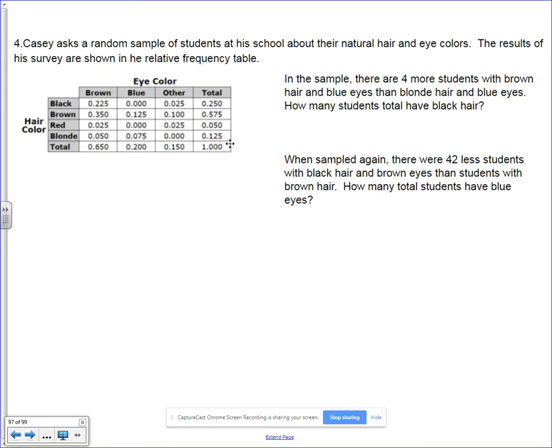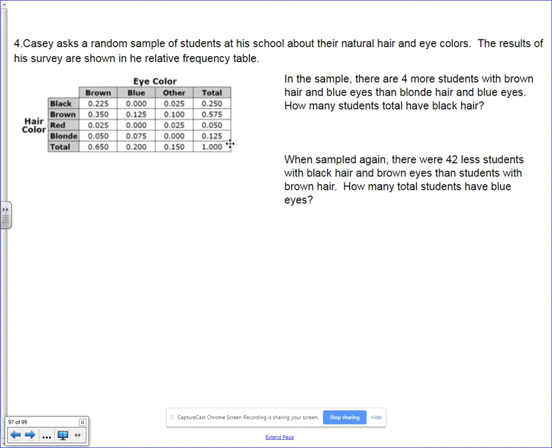Okay, so if I want to take a look, I don't know, that students with blonde hair, if I move that decimal place 2 spots, that means 12.5% of the kids have blonde hair. Well, what if I want to look at blue eyes and brown hair? That would be this one. Move the decimal place 2 spots, that means 12.5% have blue eyes and brown hair.